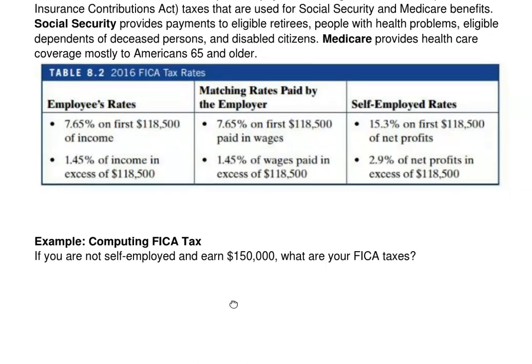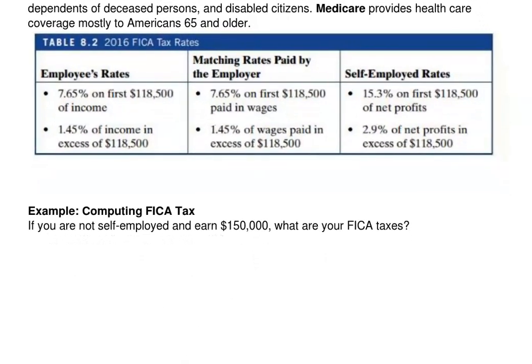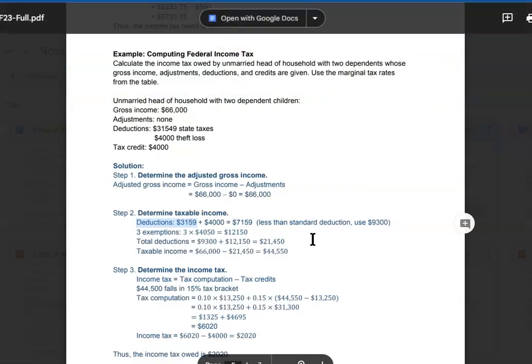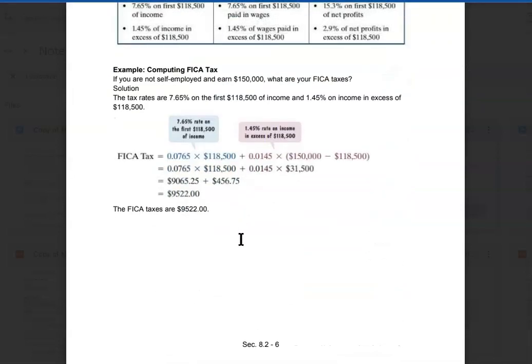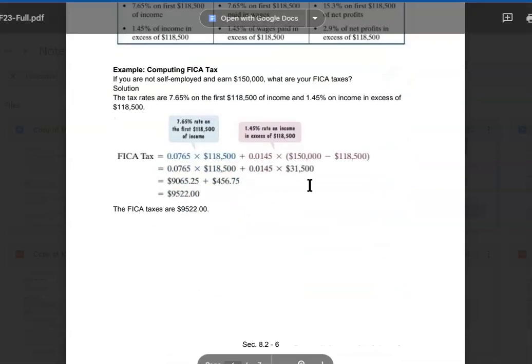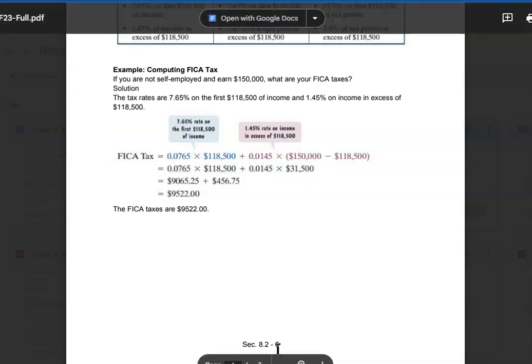All right, so anyways, we're going to use this chart to figure out, we're not going to do income tax, we're just doing FICA. If you are not self-employed, and we earn $150,000, what are your FICA taxes? We're just calculating our portion, I assume. I guess I could look at Mrs. Groover's solutions to see what she's putting here. Yeah, we're just calculating our portion here. That's what Mrs. Groover has.